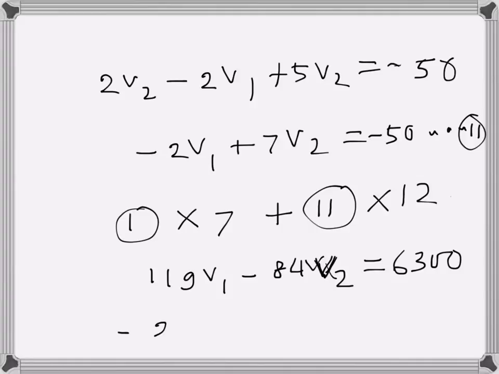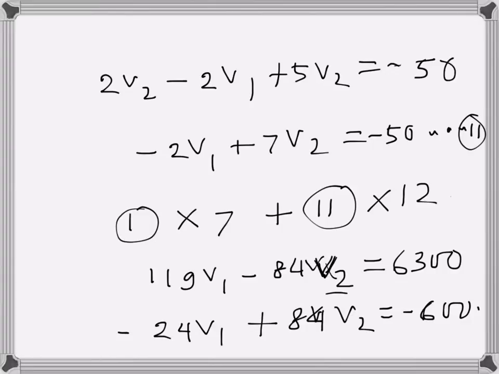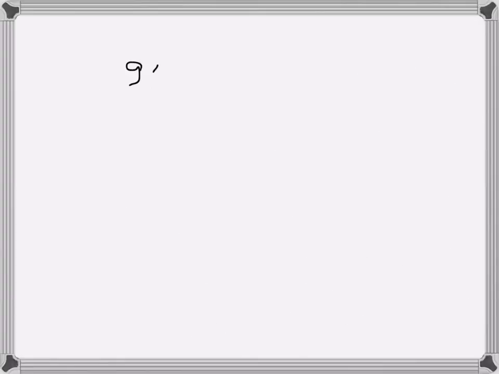Because I am multiplying equation 1 by 7 and equation 2 by 12, this is minus 24V1 and this one will be plus 84V2. The purpose of multiplying is just getting rid of V2, and the right side becomes 12 times 50, that is minus 600 basically. So now I will just add them, because I have the signs negative here, plus here. Once I add them, I get 95V1, and V2 is cancelled, and this is 5700, so V1 is becoming 60 volts.